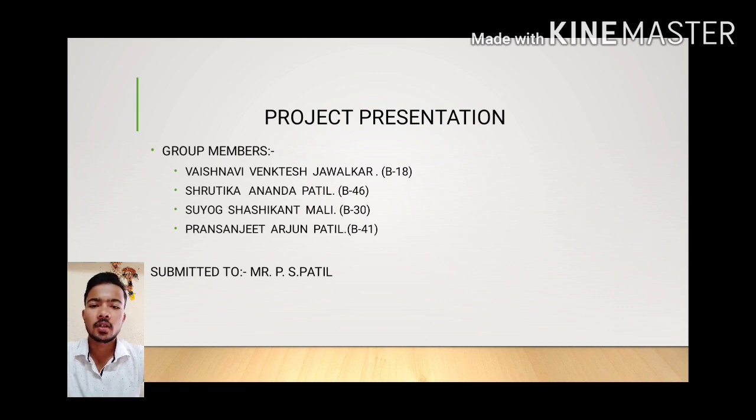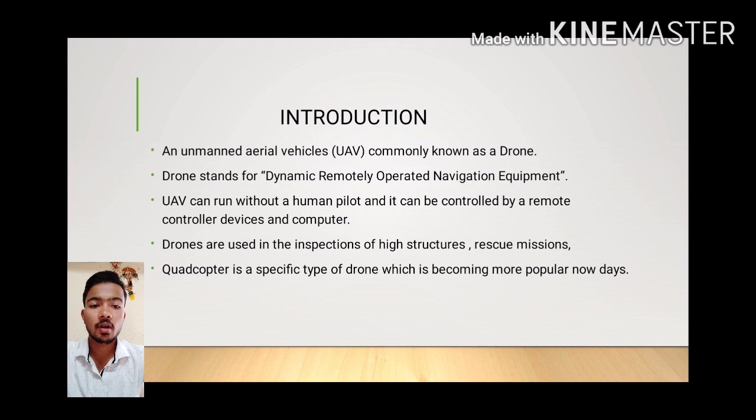Let's start with the introduction. Unmanned aerial vehicle, commonly known as drone. The long form of the drone is dynamic, remotely operated navigation equipment. It can run without a human pilot. It can be controlled by a remote controller device and a computer.